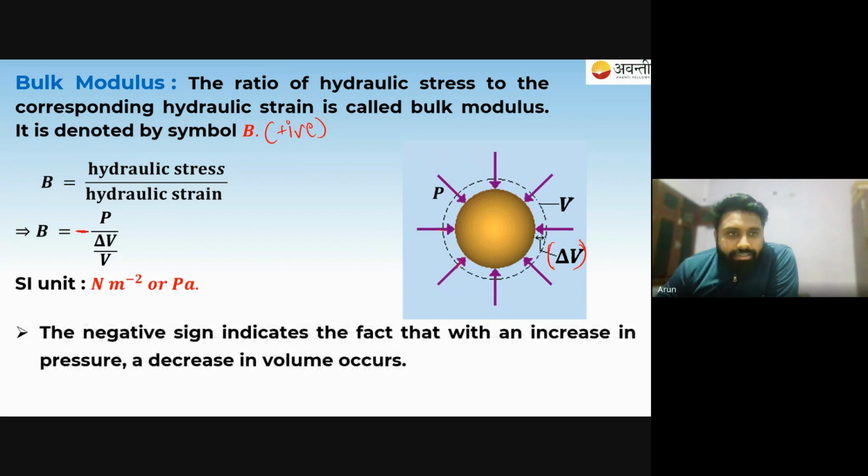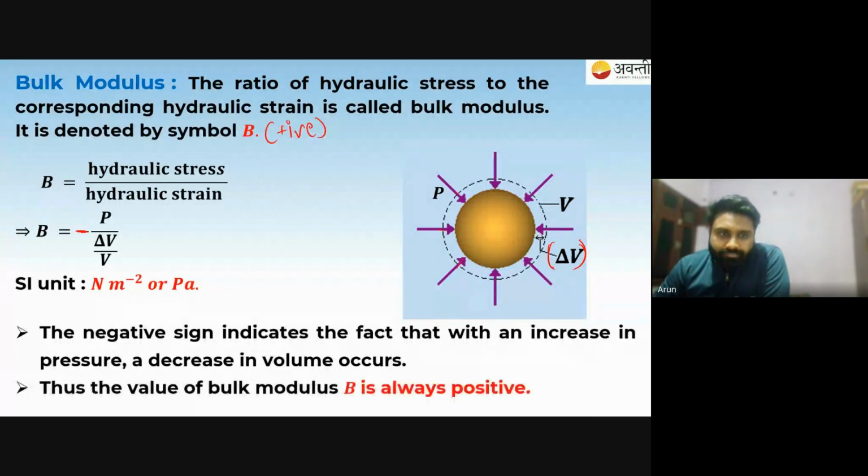The SI unit is the same, Newton per meter square, because delta V by V is the same quantity ratio. So it will be a dimensionless number, or Pascal. The negative sign indicates the fact that with an increase in pressure, a decrease in volume occurs. So we have to maintain the value of bulk modulus to always be positive, and for that we have put a minus sign.